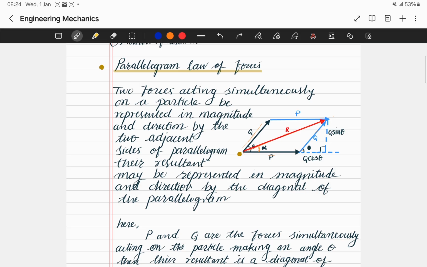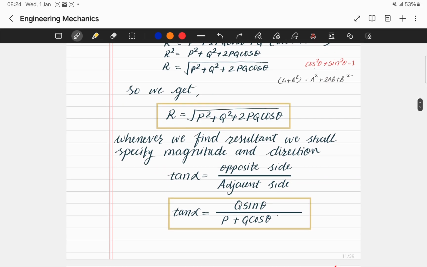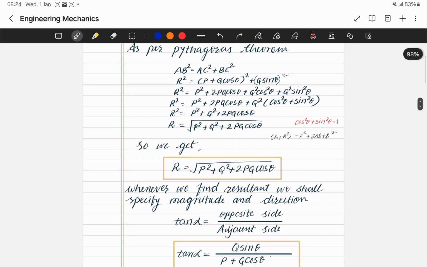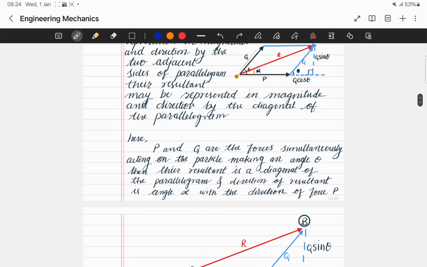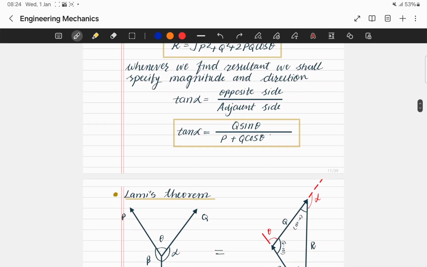If you find it analytically, then you should remember the formula: R is equal to root of P square plus Q square plus 2PQ cos theta. That will give you the magnitude, and tan alpha is equal to Q sin theta divided by P plus Q cos theta. This will give you the angle of the resultant with respect to P. This is all about the parallelogram law of forces.